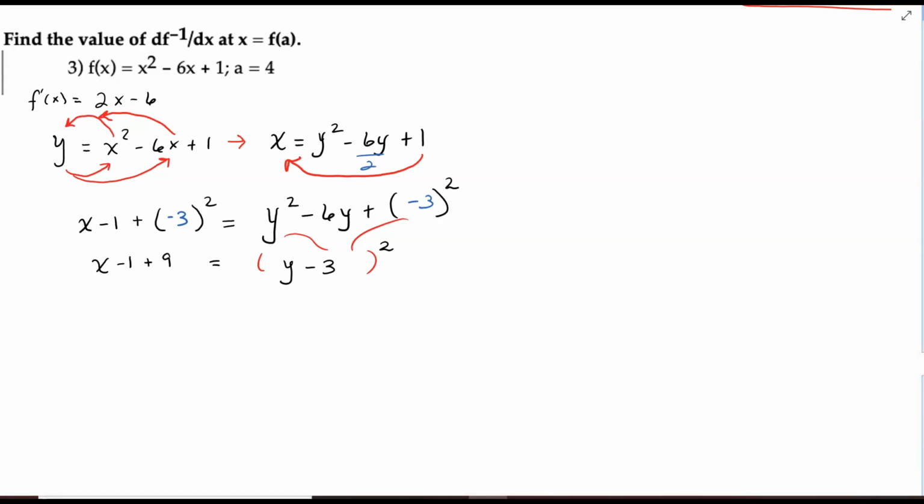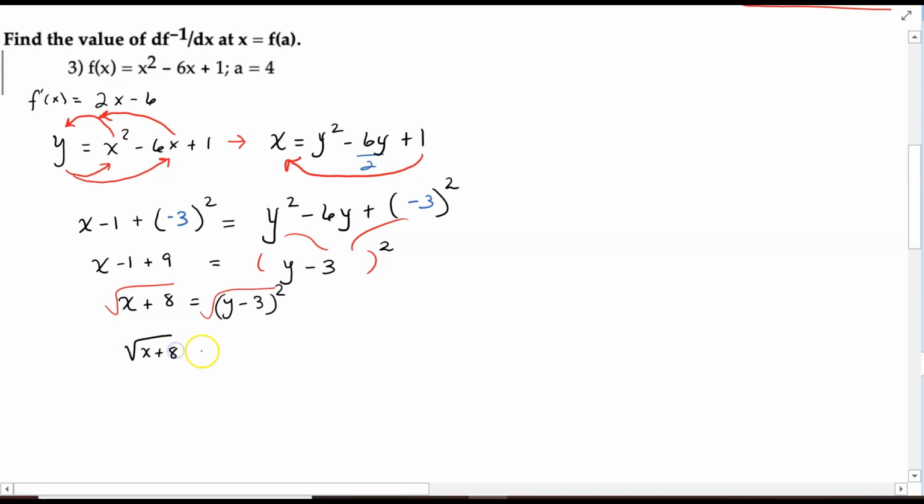All right, so let's go ahead and continue. We end up with something that looks like this: x plus 8 equals y minus 3 quantity squared. And again, we're solving for y. So what we're going to do is take the square root of both sides to get rid of that square. And we end up with the square root of x plus 8 plus 3 on the outside equals y. All right, and this right here is our f inverse, our inverse function. Okay, so we really do need that.